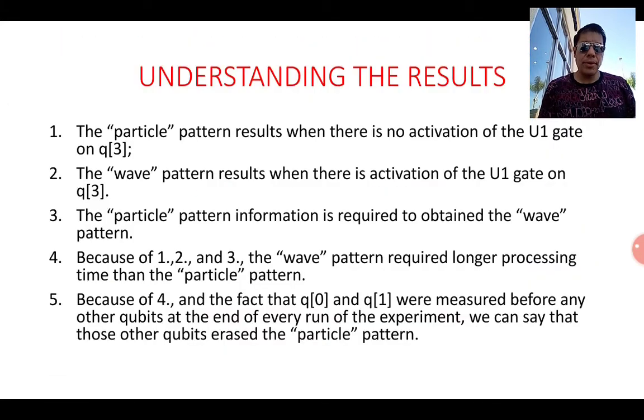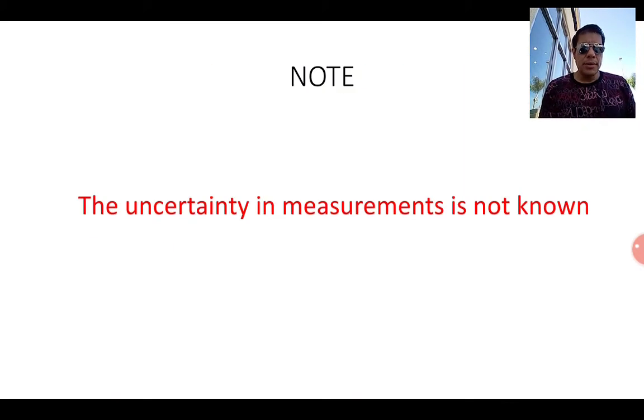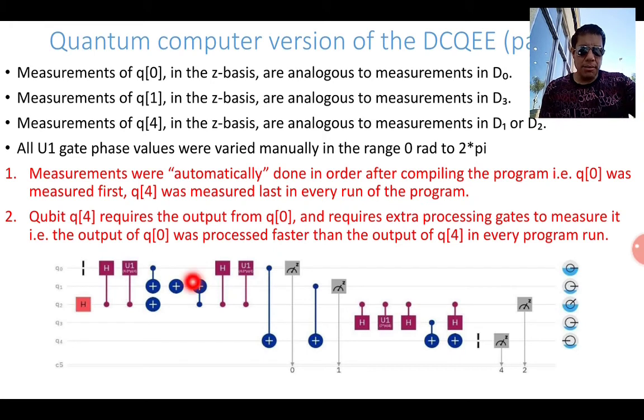Okay, so number 3, the particle pattern information is required to obtain the wave pattern. Right, so let's go back to that one. Notice, as I mentioned at the beginning, this information here is required in order to process this information right here.